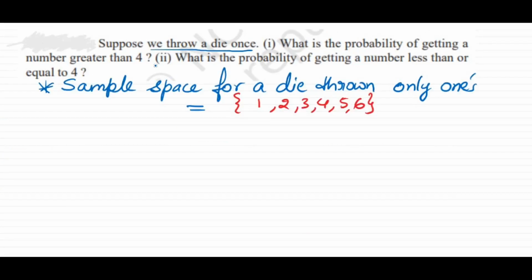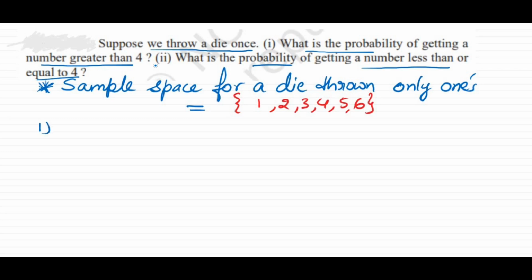Here there is one more application of probability. Suppose we throw a die. So here I have written the sample space for a die when it is rolled once. Then we either get a number 1 or 2 or 3 or 4 or 5 or 6, since a die is a cube of 6 faces with numbers in form of dots inscribed on it. The question is, what is the probability of getting a number greater than 4? That is the first bit. And what is the probability of getting a number less than or equal to 4?